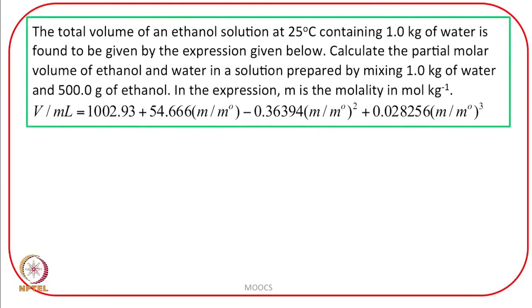Now, let us discuss a numerical problem. The total volume of an ethanol solution at 25 degrees Celsius containing 1 kilogram of water is found to be given by the expression given below. Calculate the partial molar volume of ethanol and water in a solution prepared by mixing 1 kg of water and 500 gram of ethanol. In the expression, m is the molality in mole per kg. And the expression that fits the molality is this: V is the total volume of the solution and its dependence on molality is given by this expression.